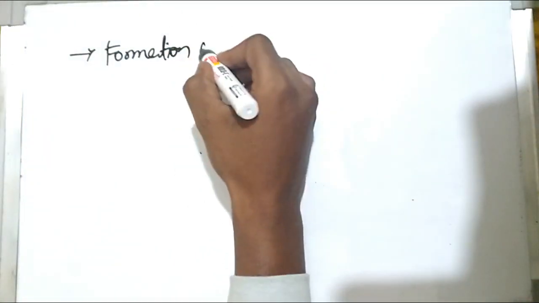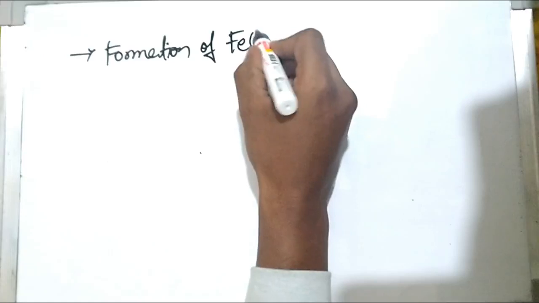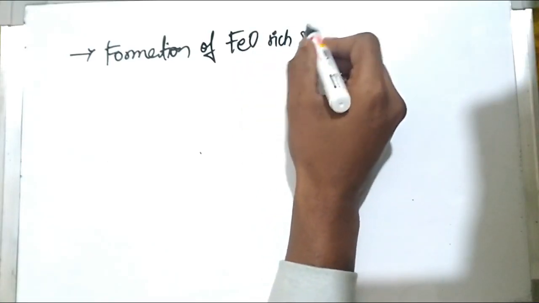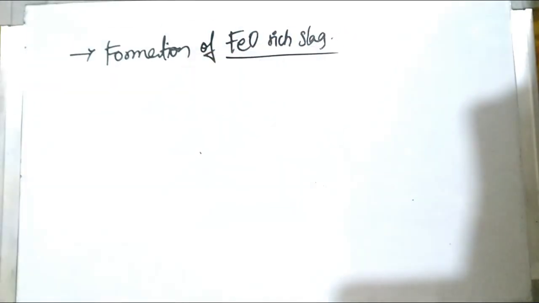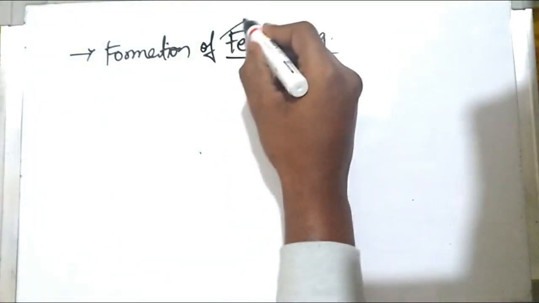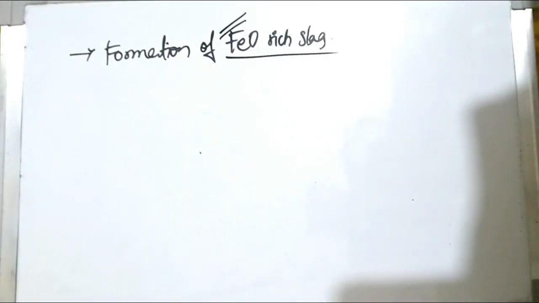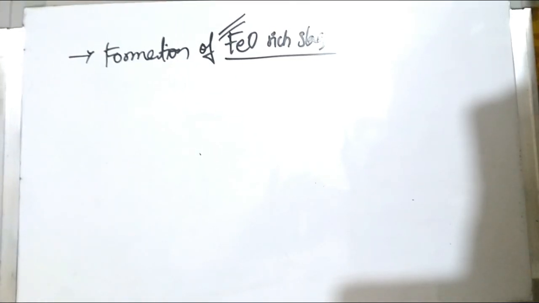That means formation of FeO rich slag. Okay, why this FeO rich slag? FeO rich slag is important because whatever FeO is going into the slag will determine the oxidizing and reducing potential. We have discussed already regarding that in the slag lecture. So the FeO content of the slag only decides the oxidizing or reducing potential of the slag. So that is why firstly the formation of FeO rich slag is required.